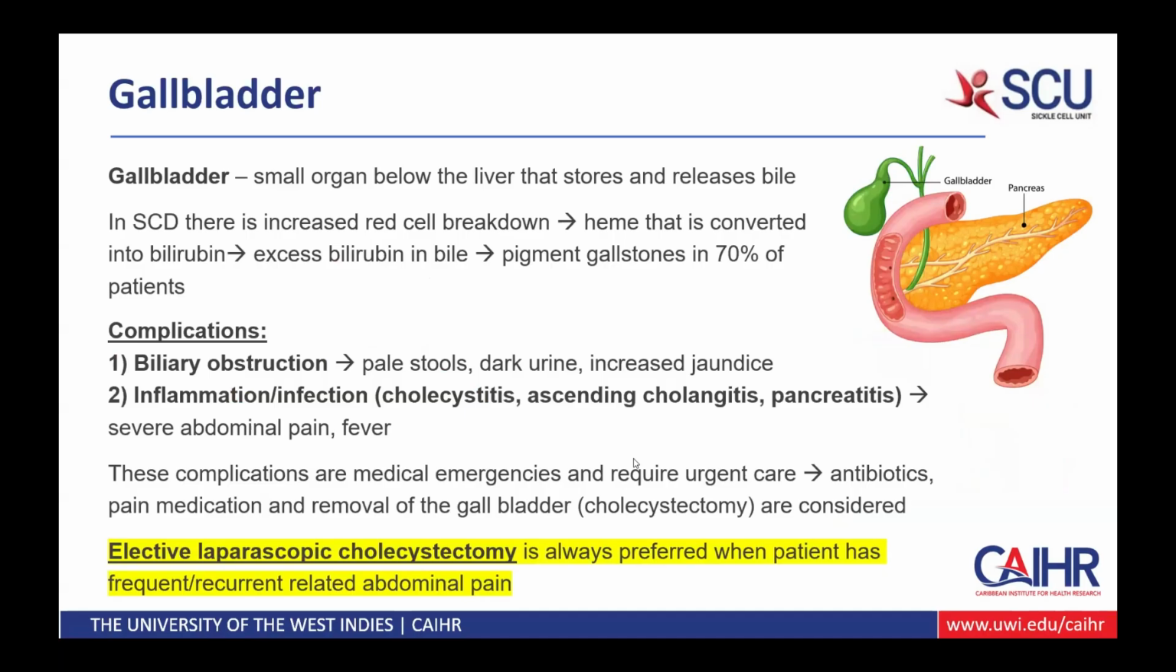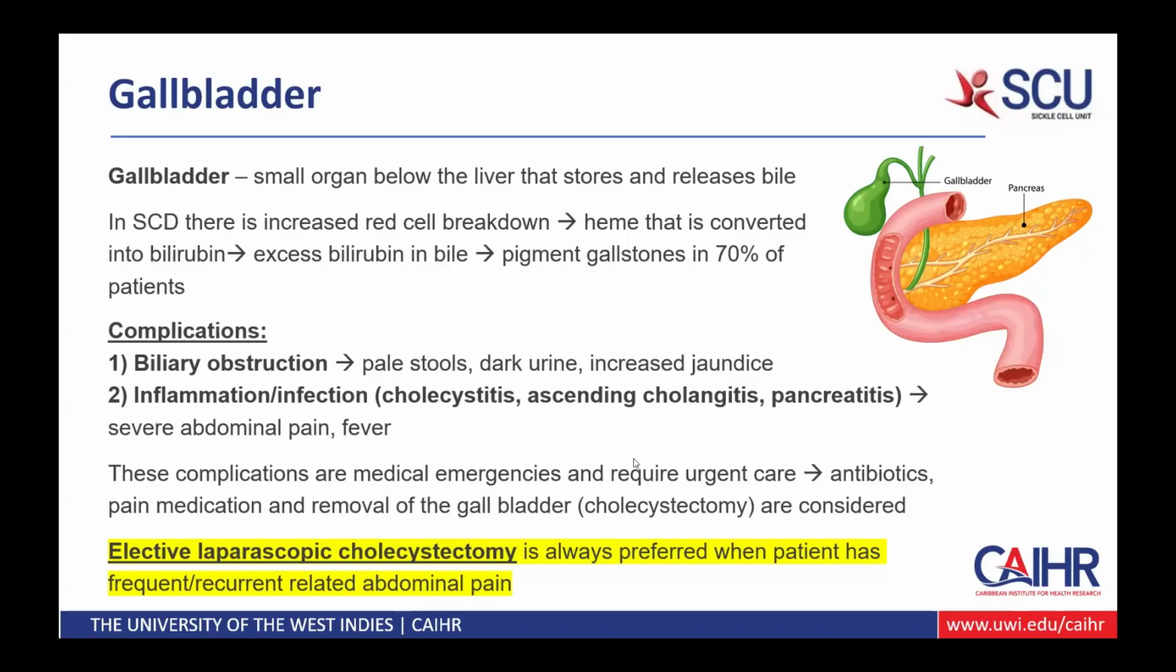All right, so this is my last thing that I'm talking about. The gallbladder is a small organ below the liver. What it does is that it stores and releases something called bile. Bile is basically a digestive fluid, and it has things like water, bile salts, cholesterol, and bilirubin. And it helps to digest fat that's in the intestine.